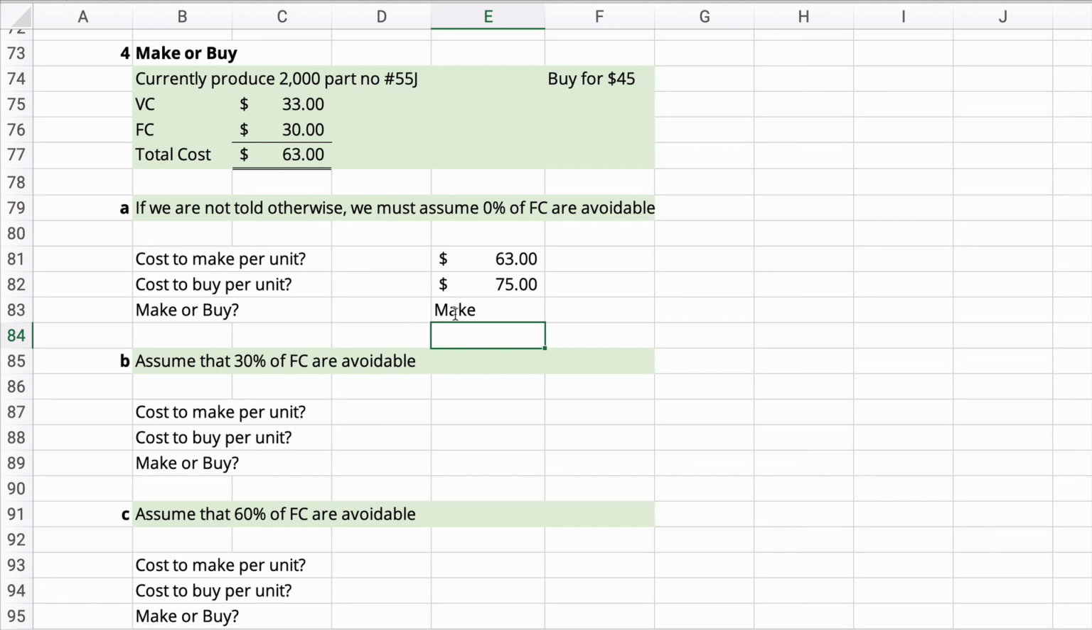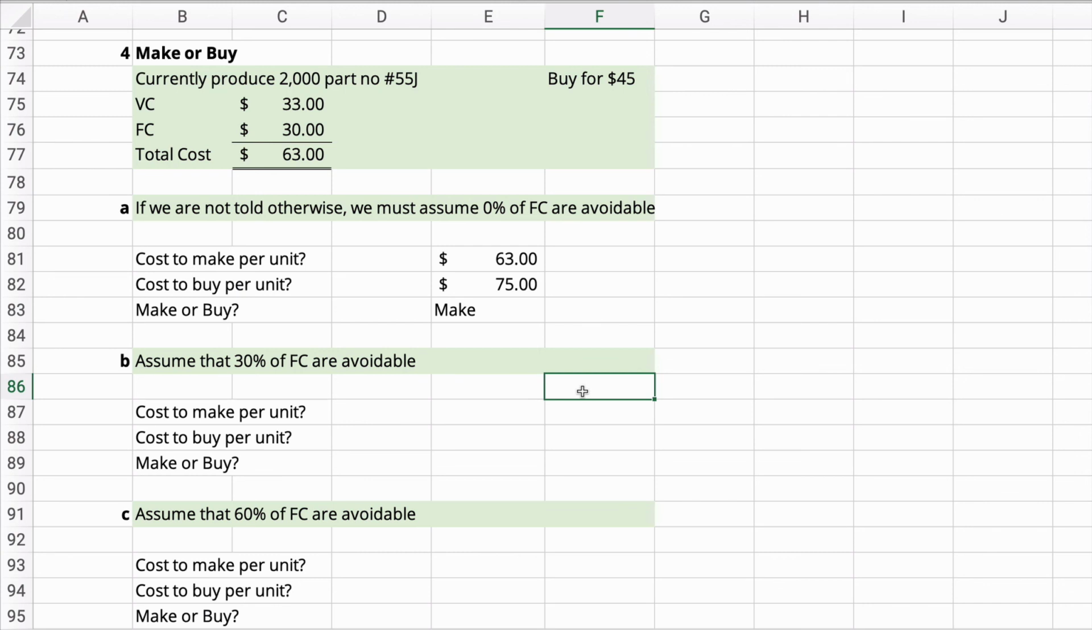Now, this is short term. We just can't get rid of fixed costs. If we wish or hope, we have to have a plan, a reason why we think the fixed costs would go down. So what we want is fixed costs that are avoidable. So the idea of avoidable fixed costs means, all right, this $30, let's assume 30% is avoidable. So let's do a little calculation.